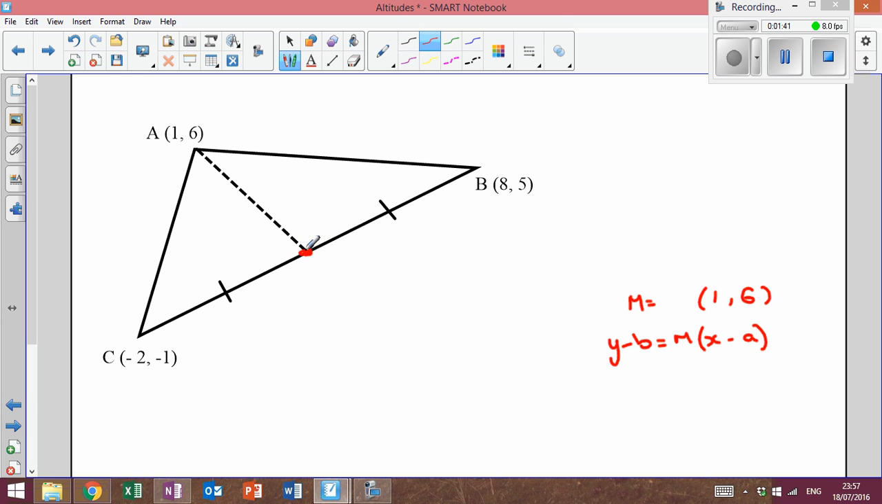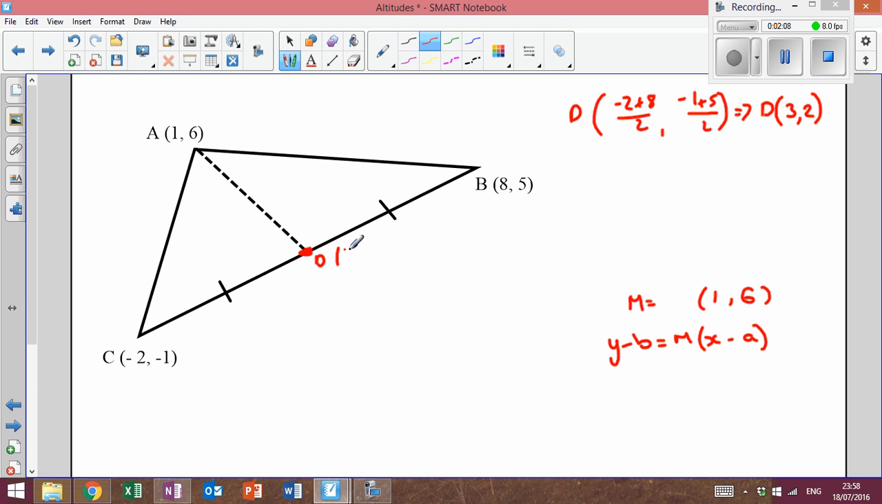But we do know this point is halfway between. That is a defining characteristic of a median. That point there, let's call it D, is halfway between B and C. So therefore, we know how to find D. We know it's going to be halfway between the x coordinates and halfway between the y coordinates. So D is going to be (3, 2).